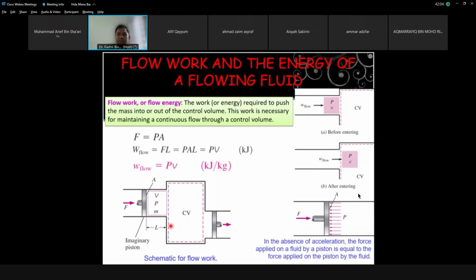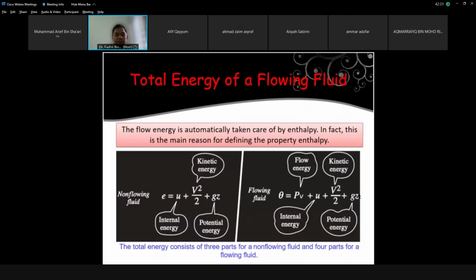Okay. Dalam closed system, we have also work what we call boundary work. Boundary work ni kerja yang disebabkan oleh boundary. Yang case open system ni kerja yang disebabkan oleh fluid. Okay, mana fluid yang di belakang tolak fluid yang di depan. Okay, next.